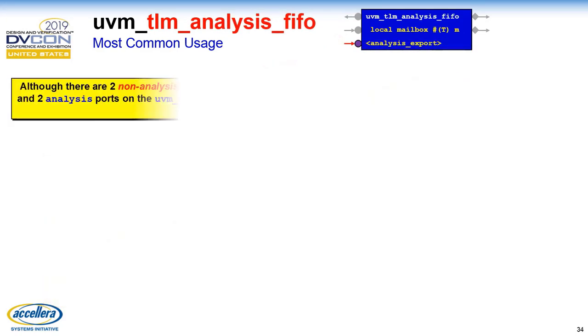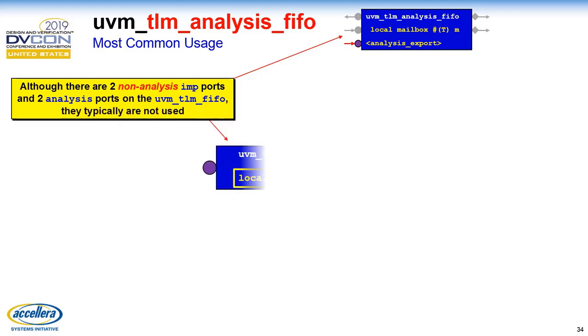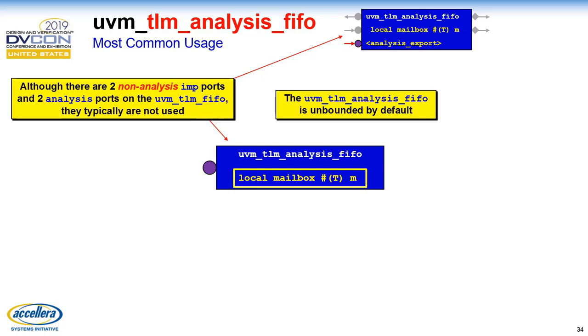Your TLM analysis FIFO is the one that we prefer to use. It's an extension of the TLM FIFO. And so you have the same 4 ports that we had on the TLM FIFO that we typically don't use, but it does have an analysis implementation port on the TLM analysis FIFO, and that is one that we will use. Your UVM TLM analysis FIFOs by default are unbounded.